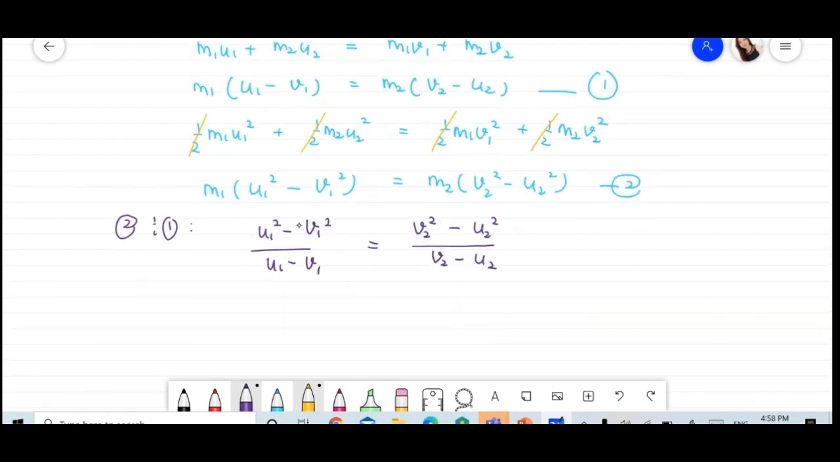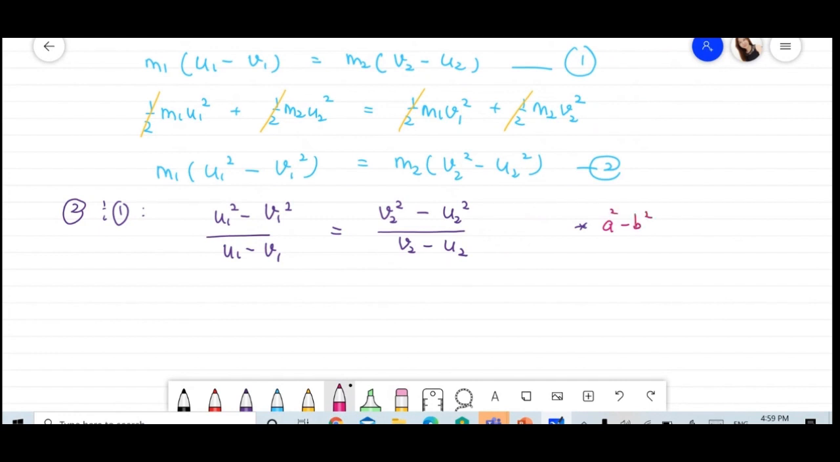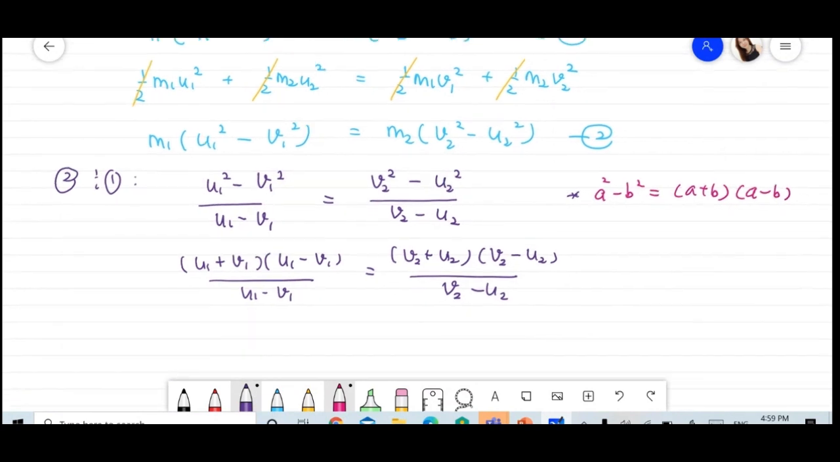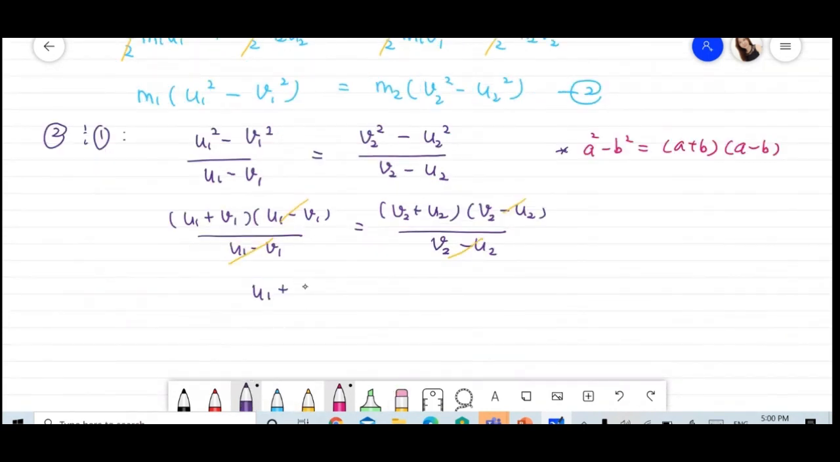This is a squared minus b squared, which is a plus b times a minus b, so we use this to expand it. You have (u1 plus v1)(u1 minus v1) divided by (u1 minus v1) equal to (v2 plus u2)(v2 minus u2) divided by (v2 minus u2). You can see that I can actually cancel these off. You reduce the equation to u1 plus v1 equal to v2 plus u2.